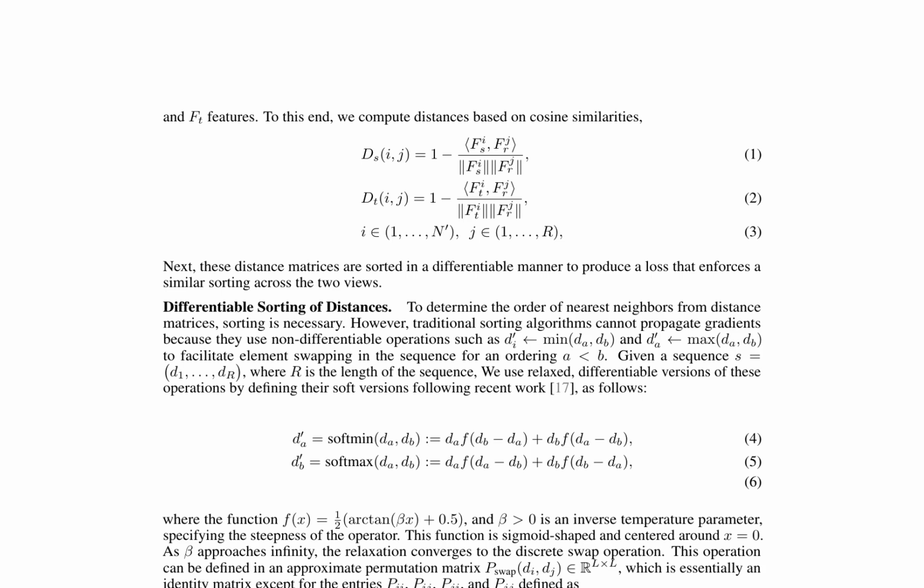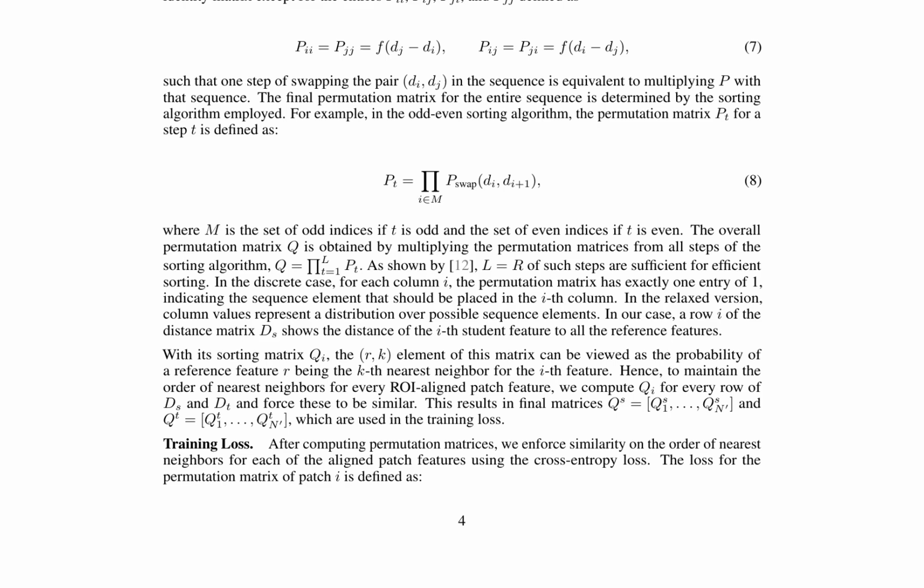and teacher features, respectively. In summary, the proposed method aims to improve the feature space in self-supervised learning by leveraging patch neighbor consistency. It uses a teacher-student framework, ROI align for spatial alignment, and differentiable sorting to maintain the order of nearest neighbors across two views. This approach encourages more robust and meaningful feature representations, which are crucial for various applications in computer vision.